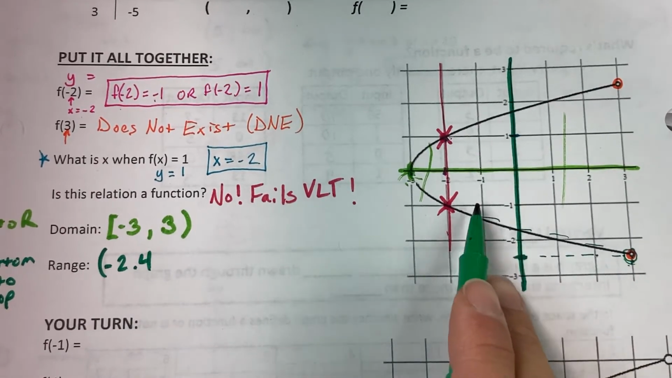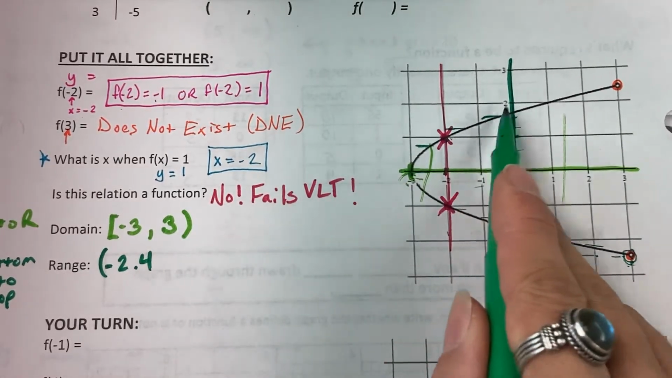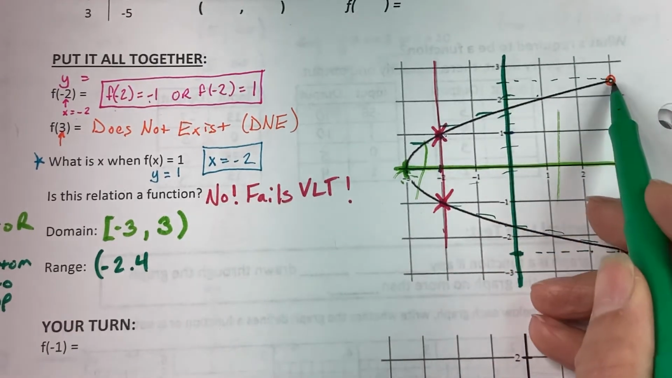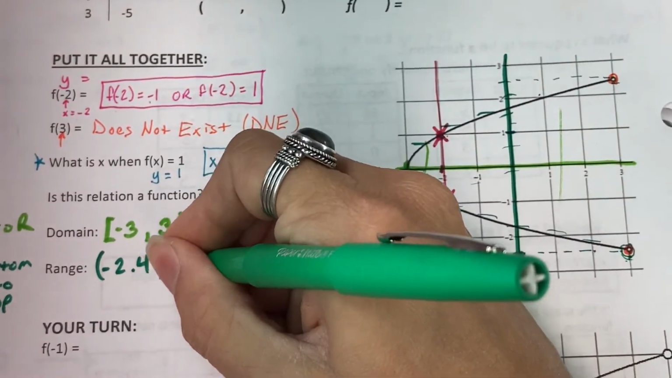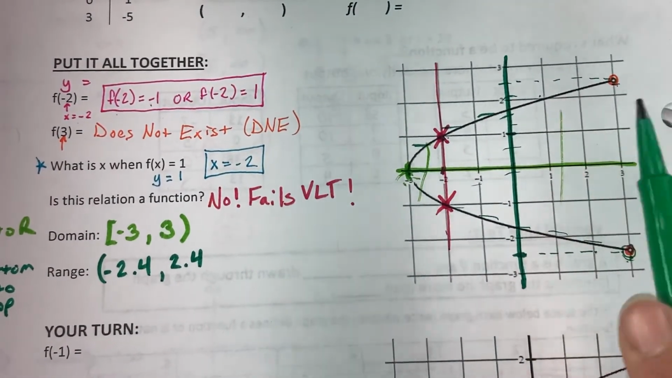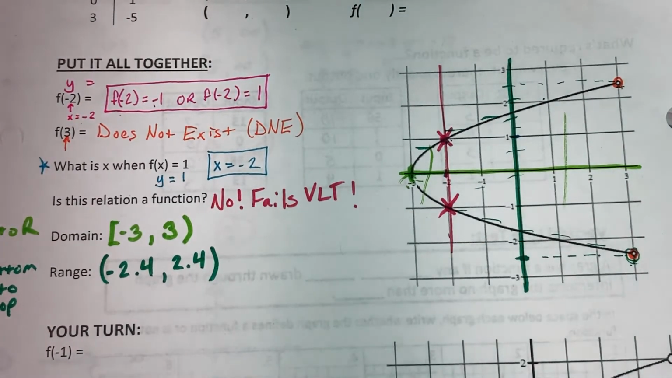Going up the axis, all of our y values map to something on the function. And then the last y value that we get is this one, and we'll say that that's about positive 2.4. Because it is not included, because we have an open dot there, we also use a parenthesis. So left to right for our domain, bottom to top for our range, bracket if the number is included, and parenthesis if it is not included.